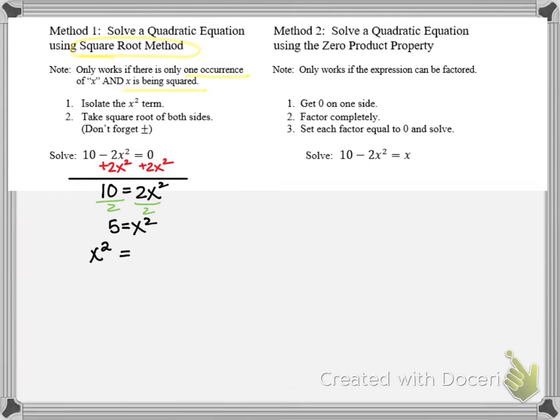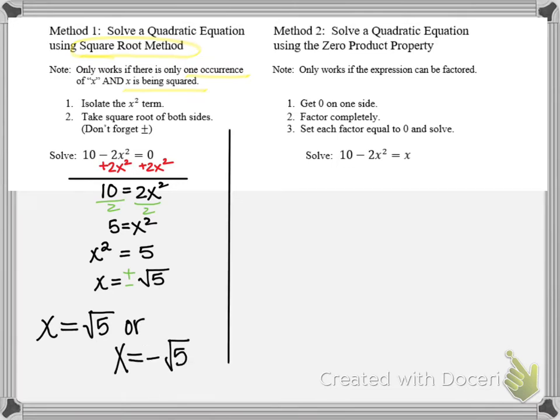Sometimes we like to see x on the left, so I'm going to rewrite it as x squared equals 5. And then when I take the square root of both sides, x equals the square root of 5, but remember, don't forget the plus or minus. So x actually equals the positive square root of 5 or negative square root of 5, and those would be our two solutions.